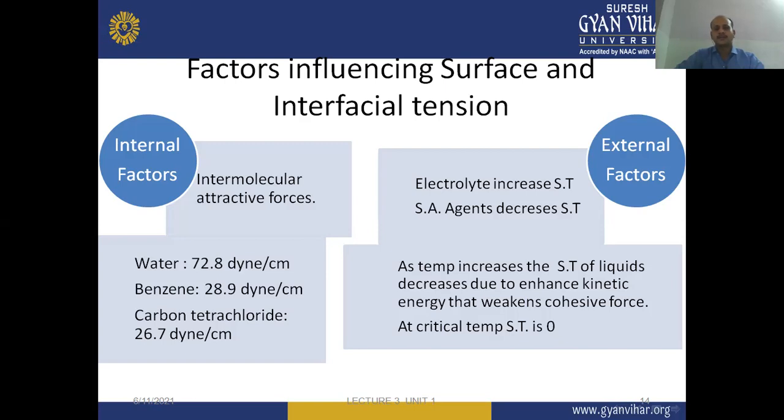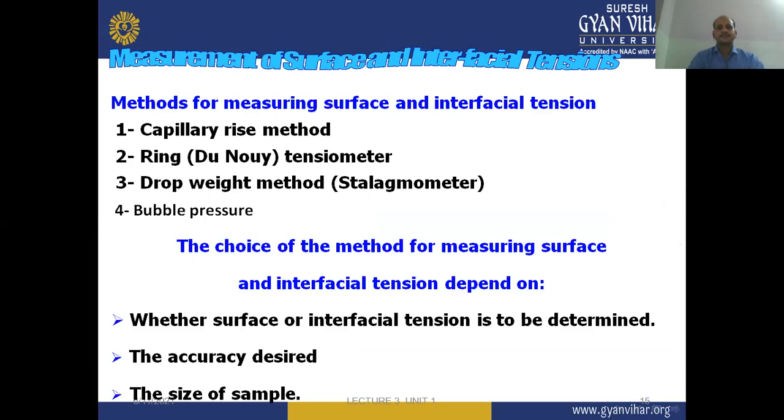So always mention the temperature when we are expressing the surface tension in terms of dyne per centimeter, or whether it may be in Newton per meter, because the temperature is a very important factor which affects the surface tension of liquids. So these are the different factors which affect the superficial and interfacial tensions.